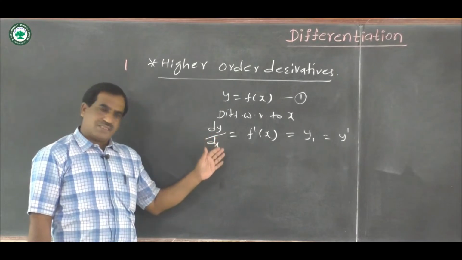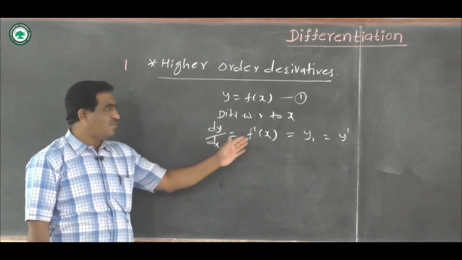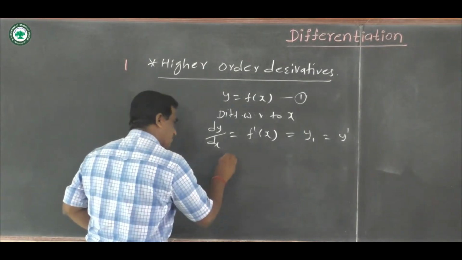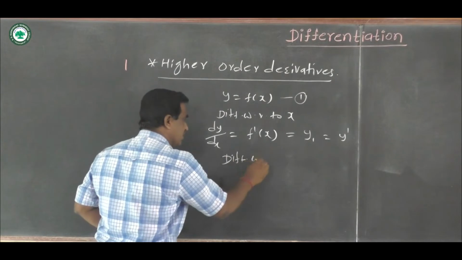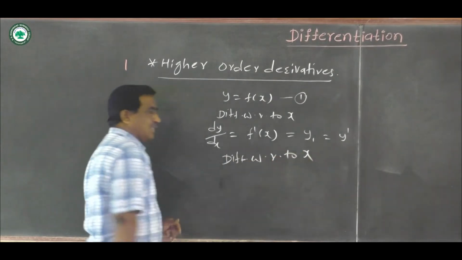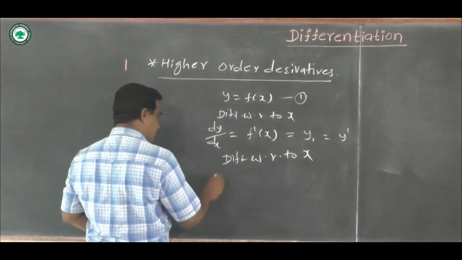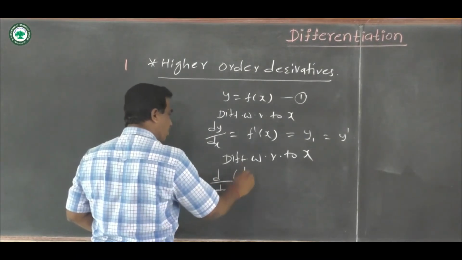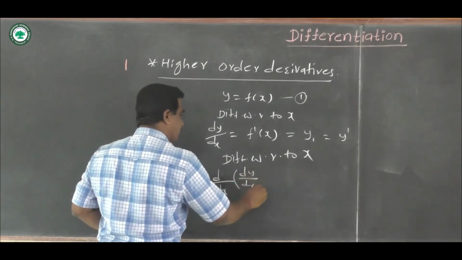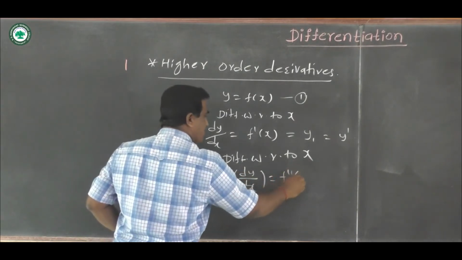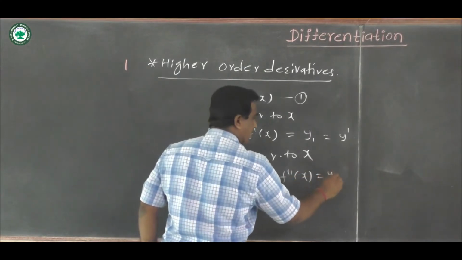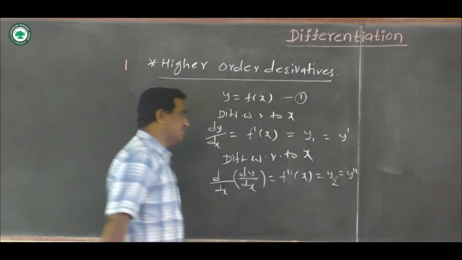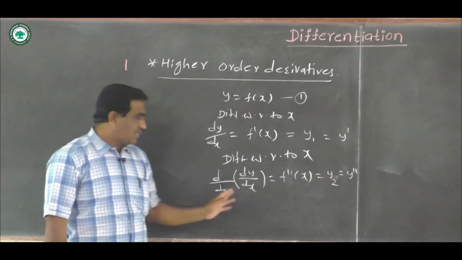Okay, now this is again a function. dy by dx is equal to f dash of x, which is again a function. We can take the derivative of that function, that is differentiate with respect to x again. Then we can find the derivative for dy by dx, that is d by dx of dy by dx is equal to f double dash of x, that is equal to y double dash, or we can write y2. Okay, these are the notations for second order derivative.